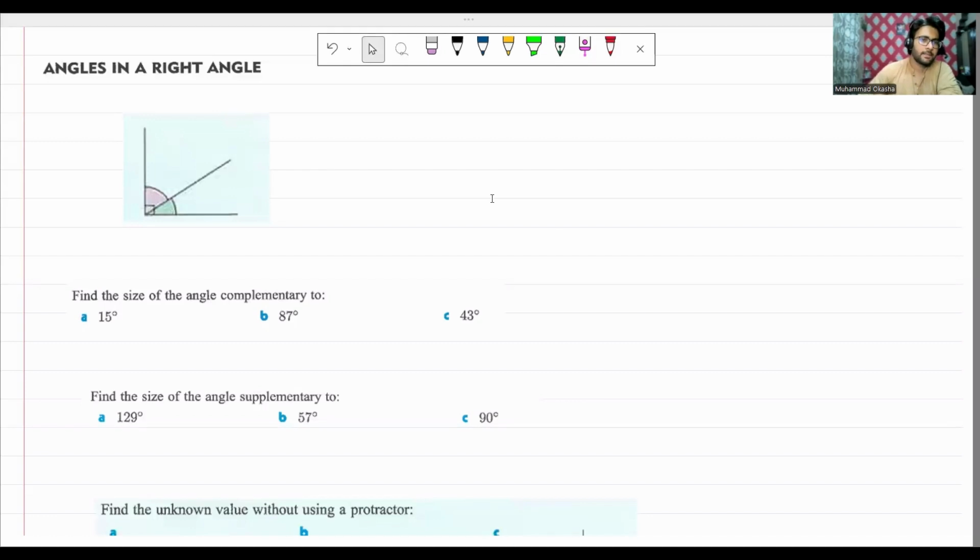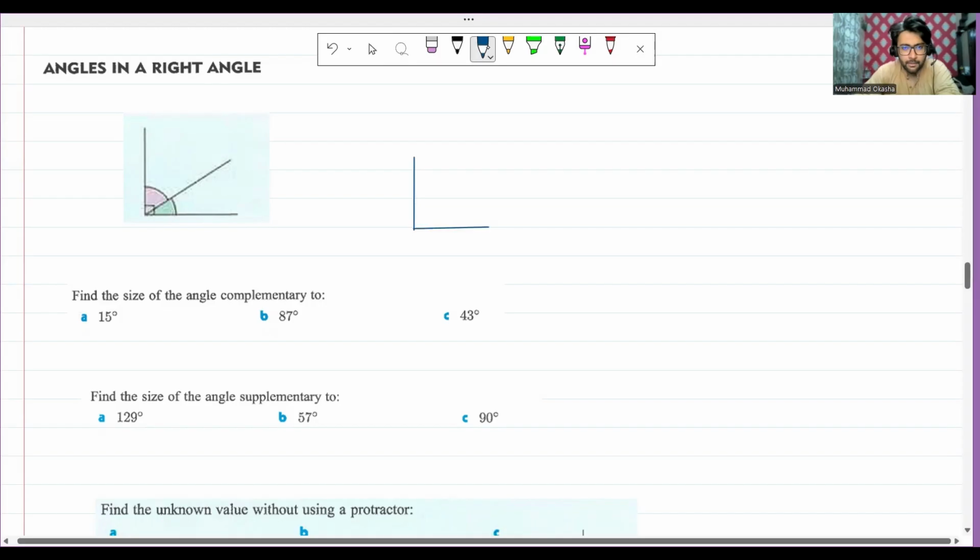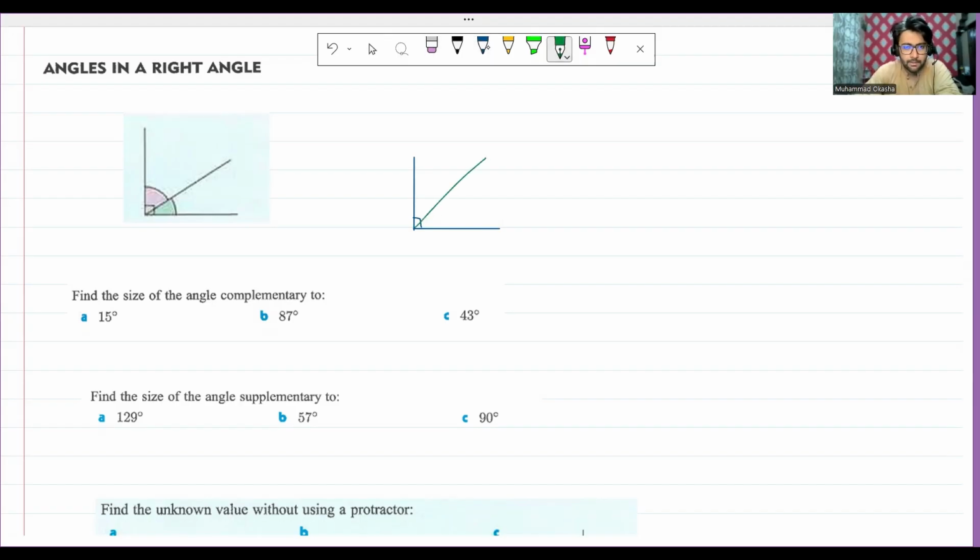Now we'll talk about angles in a right angle. We already know that by a right angle, we mean a 90-degree angle, right? Now, if I were to split this right angle into any number of angles, for example, I can split it into two angles, right? Now, one of them could be 45 degrees, the other one can be 45 degrees, right? Then these two angles are complementary angles because they add up to give 90 degrees. Or I can split it this way. I can split it into 30, 60. So for example, you can say, well, this is 30 degrees.